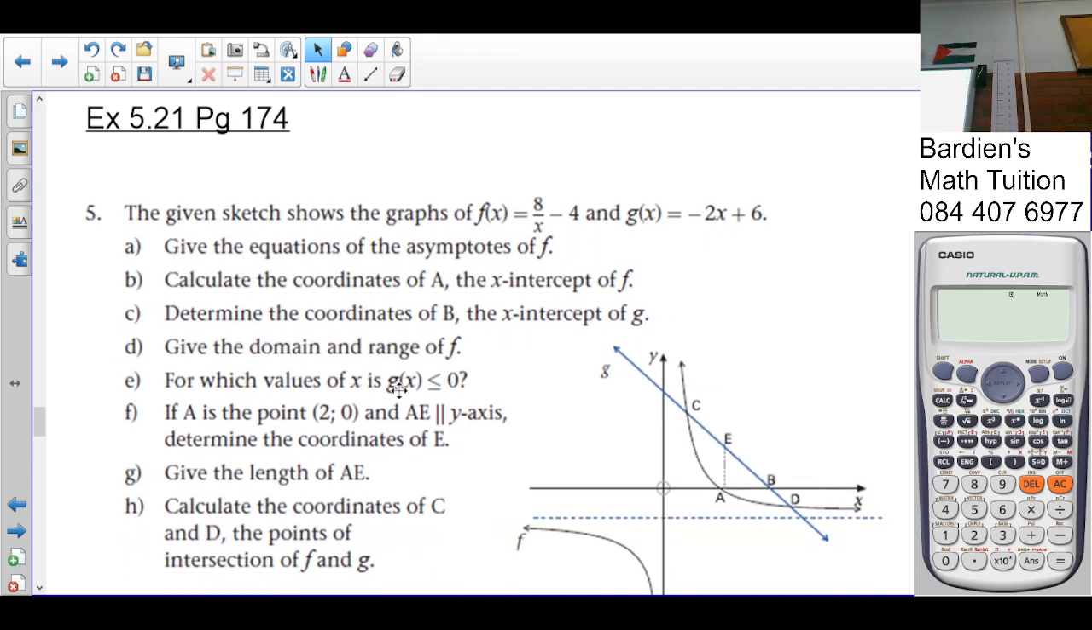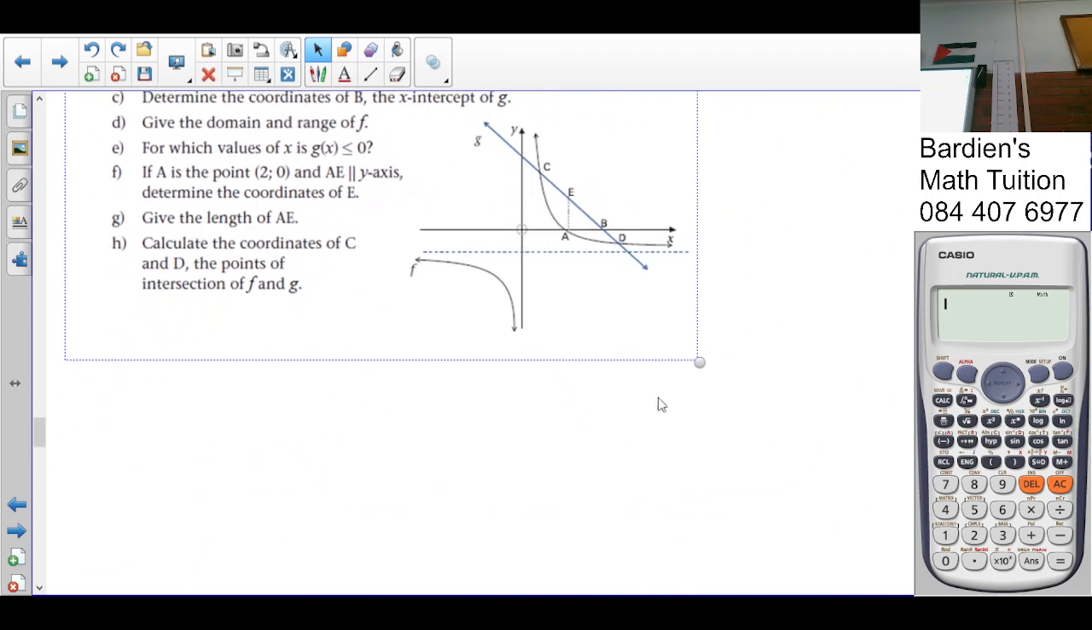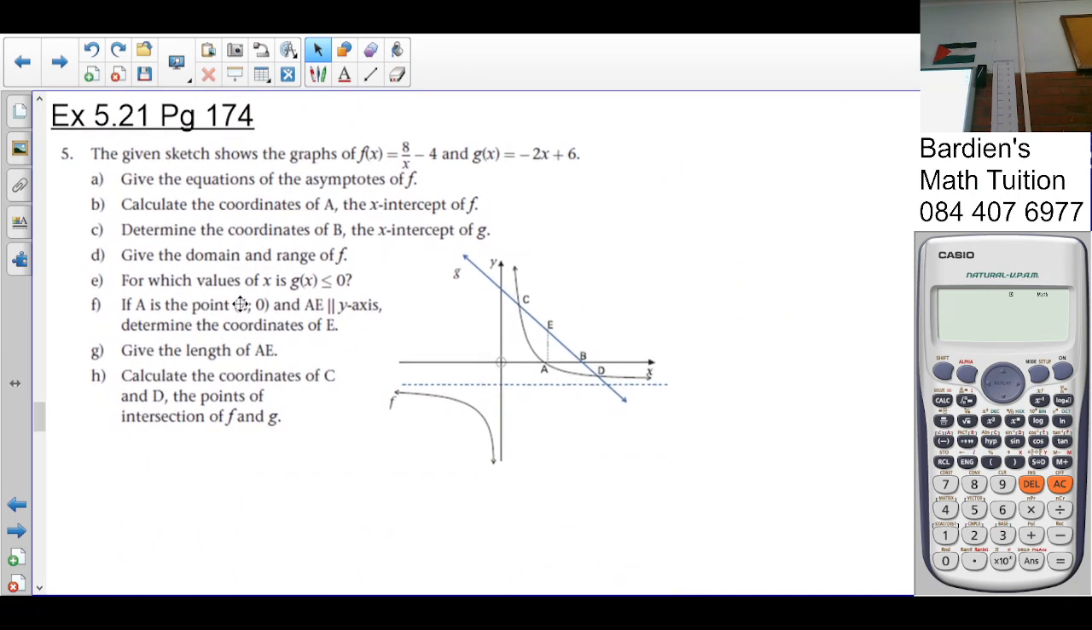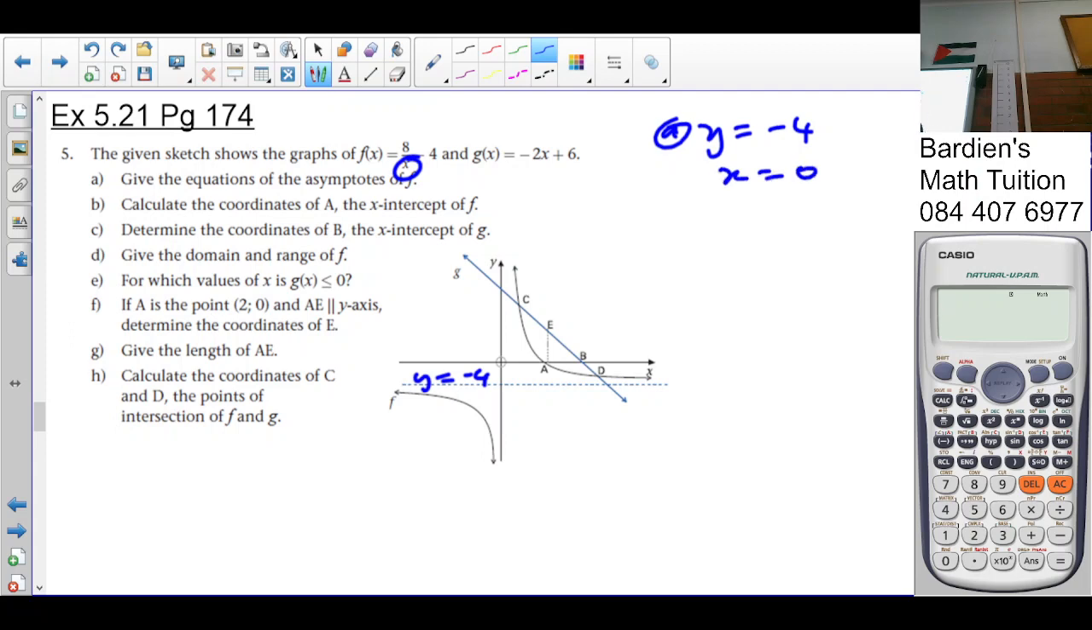Question 5. The given sketch shows the graphs of f of x equals 8 over x minus 4 and g of x equals negative 2x plus 6. A. We are told to give the equation of the asymptotes of f. So f is the hyperbola graph. The equations of its asymptotes are y equals negative 4 and x equals 0. Horizontal and vertical asymptote. Okay?